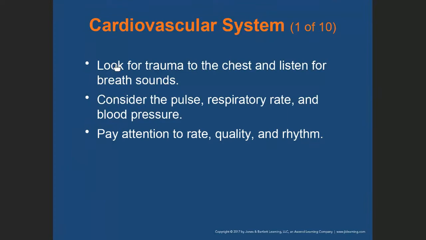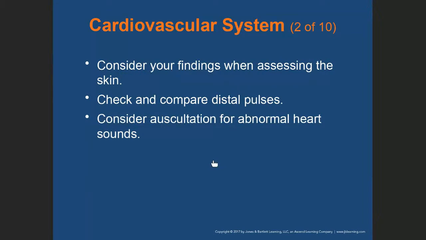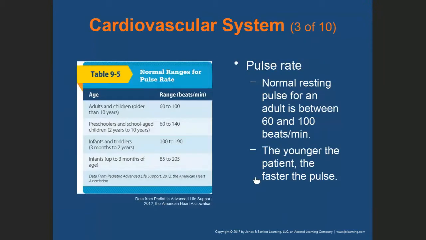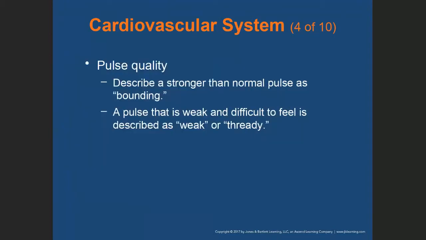Consider the pulse, the respiratory rate, and the blood pressure. Pay attention to the rate, quality, and rhythm of the pulse. Consider your findings when assessing the skin. Check and compare your distal pulses. Consider auscultation for an abnormal heart sound or sounds. Pulse rate. Normal resting rate for an adult is between 60 to 100 beats per minute. The younger the patient, the faster the pulse rate is going to be.